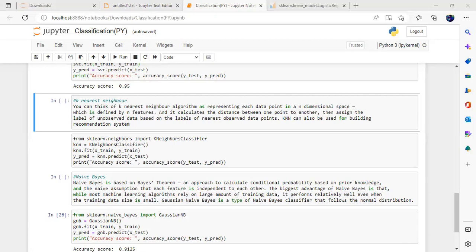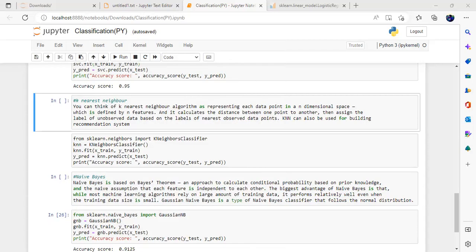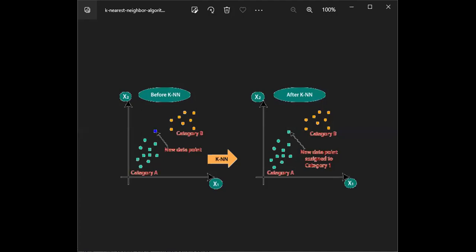It is not possible for me to draw each and every diagram, so that's why I am using this diagram. If you see here, this is your category A, this is your category B. Okay, you know the name of this category. But here are some random points which you don't know, that is, which category this point belongs to.